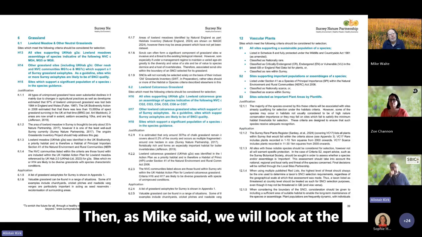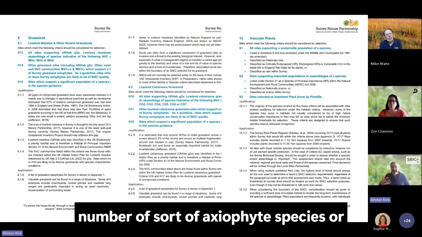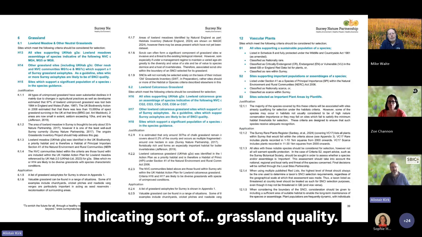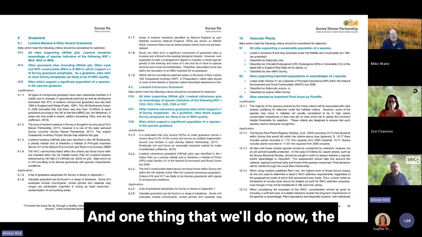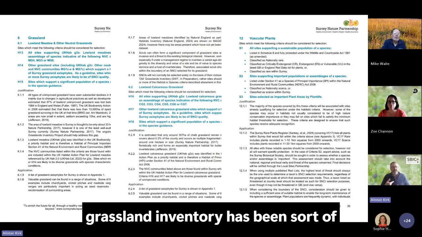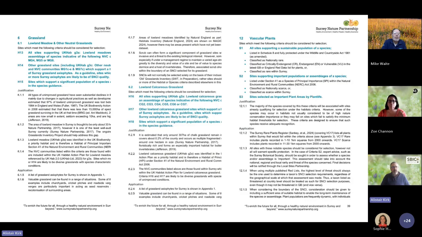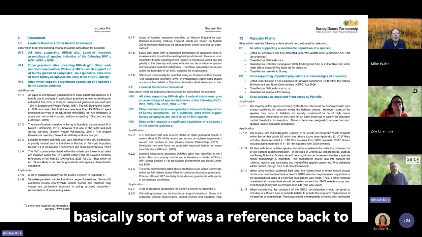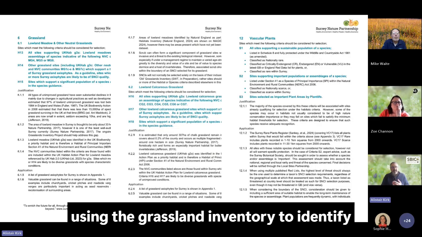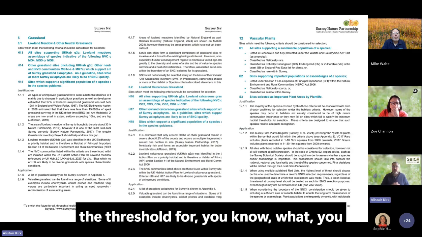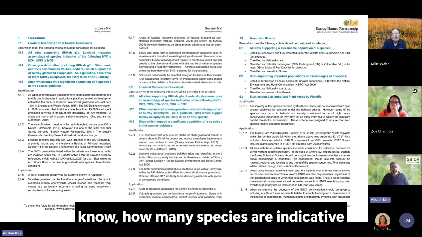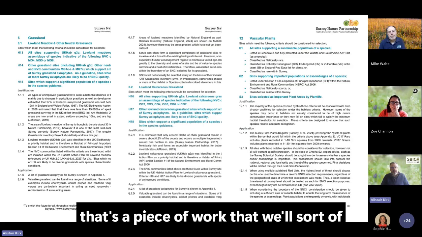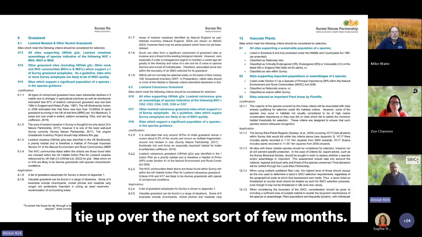Then, as Mike said, we will look at the number of axiophyte species, or the key species indicating grassland quality. And one thing that we'll do now the grassland inventory has been published is you'll see there's a little red block there, which was a reference back to using the grassland inventory to identify the threshold for how many species are indicative of a high quality grassland in Surrey. So that's a piece of work that we'll tie up over the next few months.